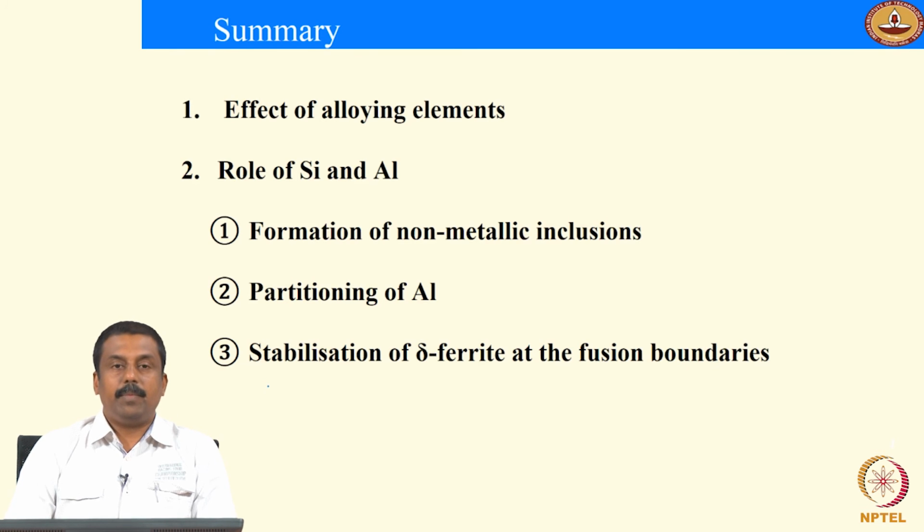Because of the highly oxidizing nature of aluminum and silicon, you end up forming aluminum oxide and silicon oxide inclusions even before the onset of solidification. Once the oxidation happens, the formation of aluminum oxide and silicon oxide attracts other alloying elements such as manganese and sulfur epitaxially, enriching the surface of these oxides, leading to the formation of very complex non-metallic inclusions.